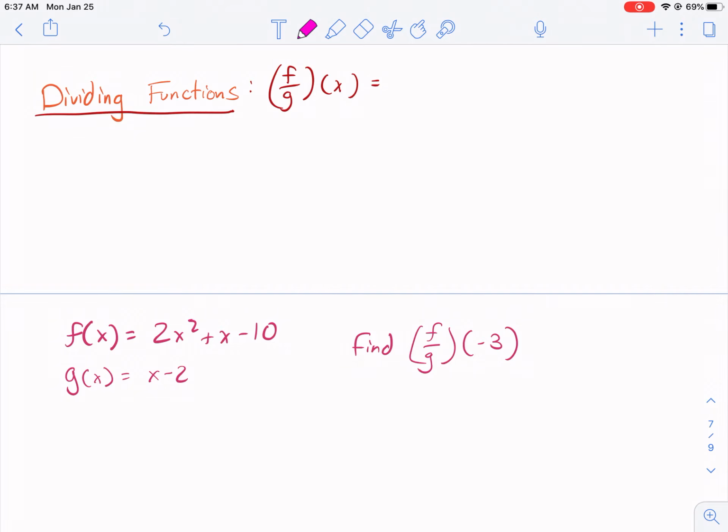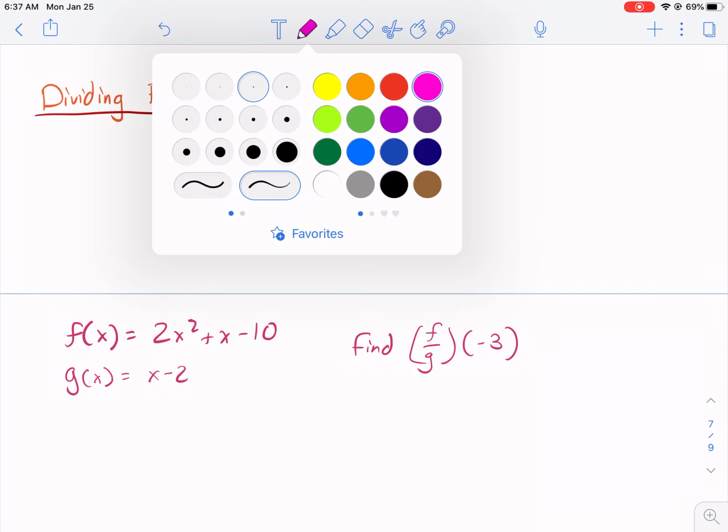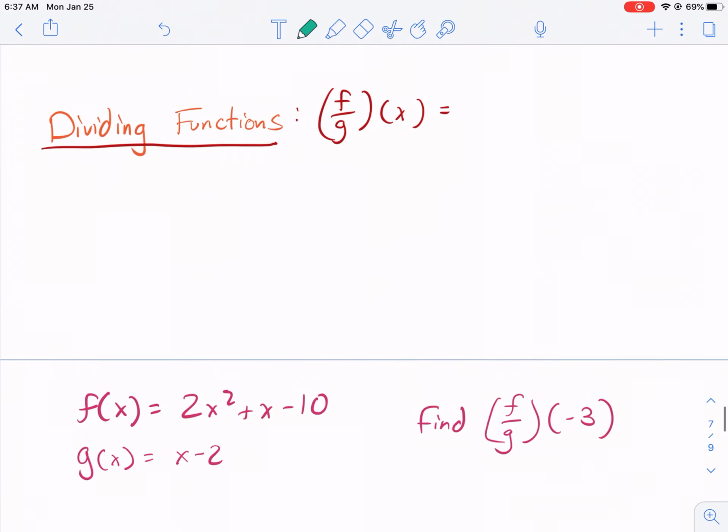We're talking about dividing functions. This is part 4 in our dividing polynomials series. Let's go ahead and jump right into this first example.